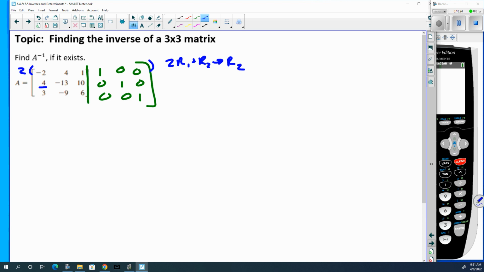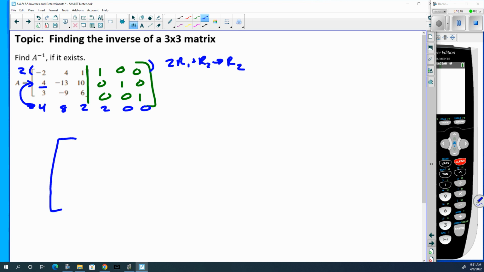So when I multiply, that's going to give me negative 4, and then 2 times 4 is 8, 2 times 1 is 2, 2 times 1 is 2, 2 times 0 is 0, and now I'm going to add my row 2 with this new row 1. So then that will become my new row 2.